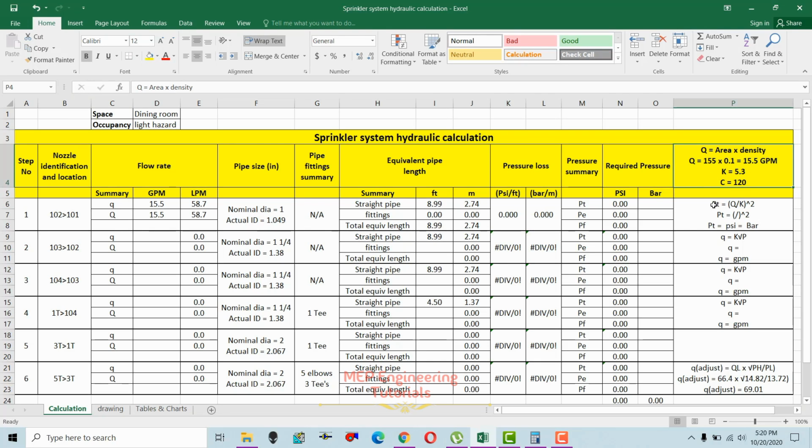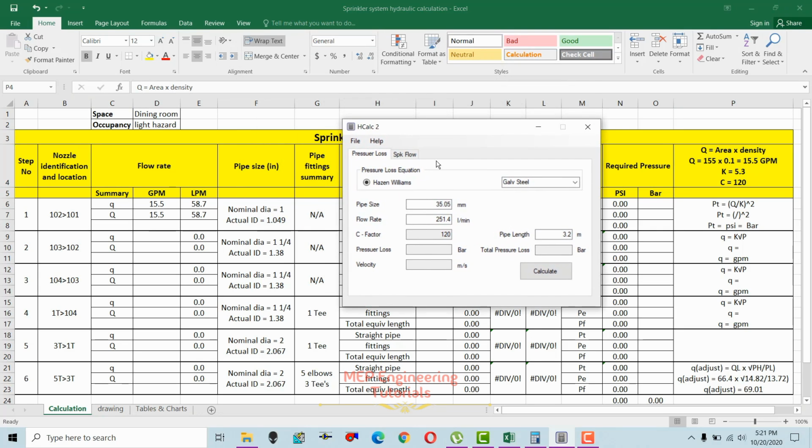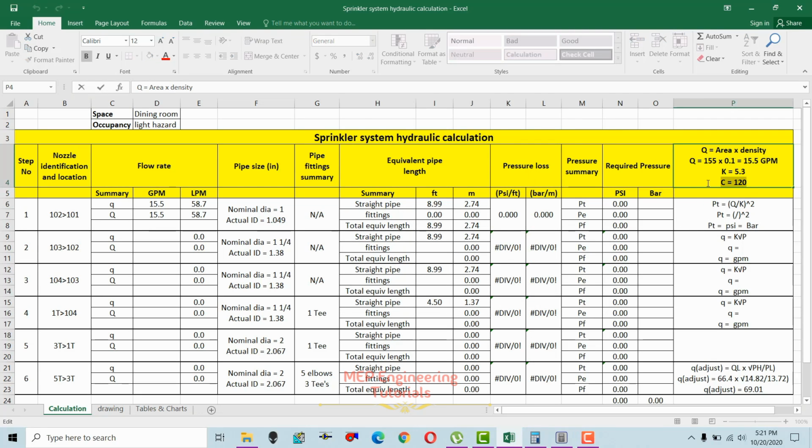Since we have used galvanized steel pipe in here, its roughness is 120. There I have a hydraulic calculator. You can see that the C value of the different materials is given in here: this is for galvanized steel, this is for mild steel, copper is 140, mild steel is 120, stainless steel is 140. Since we have used galvanized steel, I'm going to select galvanized steel in here, and the C factor is 120, you can see. So that's how I select C as 120.